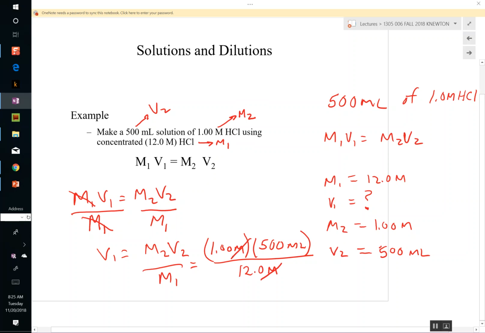Molarity crosses out. The V1 is going to be in milliliters. And what is that? So it's 500 divided by 12, which is 41.67. So 41.67, or maybe 41.7 milliliters of concentrated 12 molar HCl. So that there's our number.